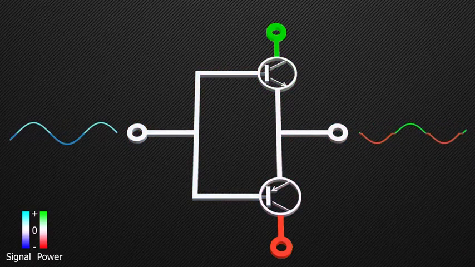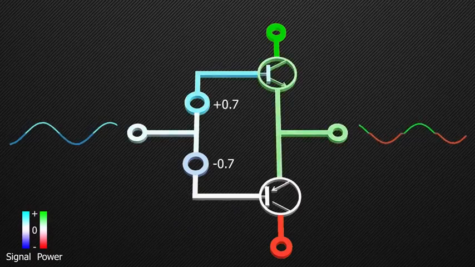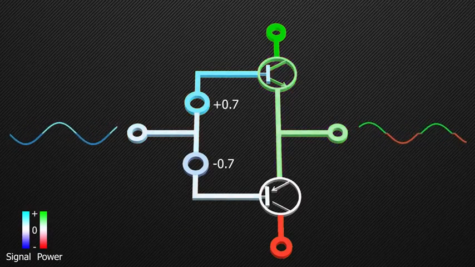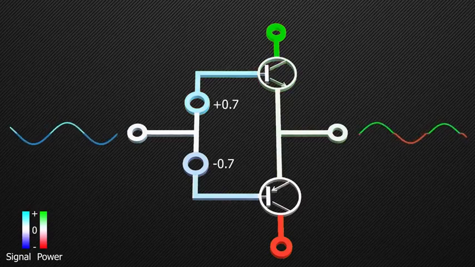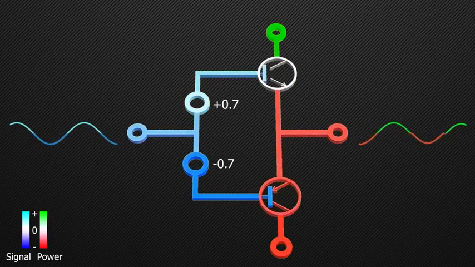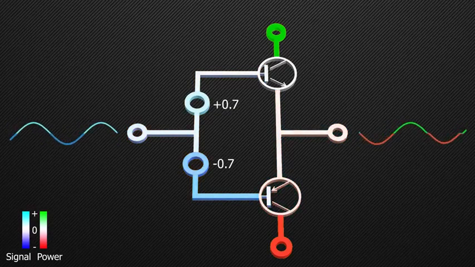Now, if we bias the input voltage, such that, when there is 0 volt at the input, we have 0.7 volts at the base of the NPN transistor, and minus 0.7 volts at the base of the PNP transistor. Thus, if the input signal increases, the NPN transistor will turn on and start conducting, and we will have a similar signal at the output. Also, the PNP transistor will be in the cutoff region. And, during the negative cycle, the PNP transistor will be on, with the output following the input.